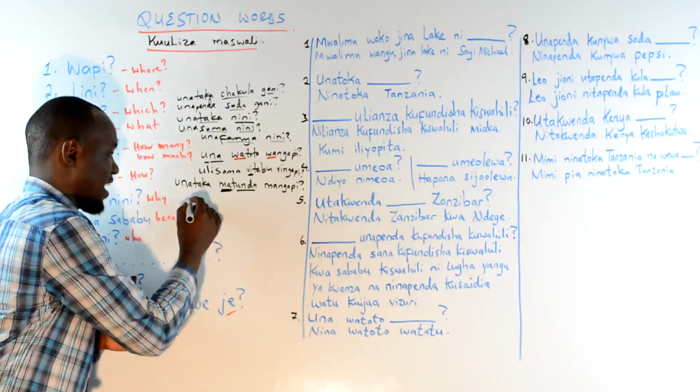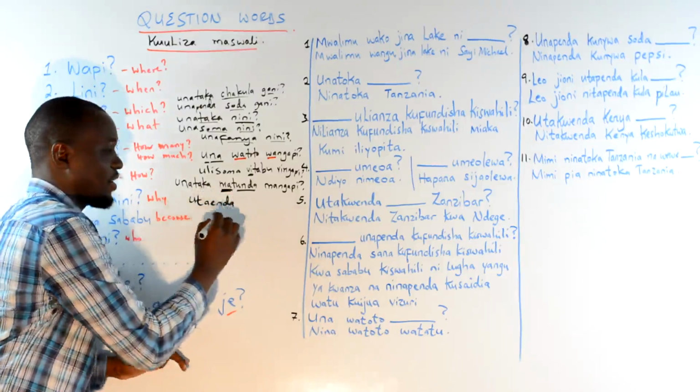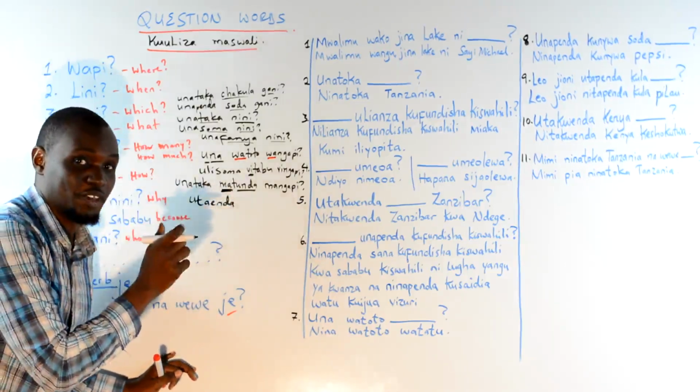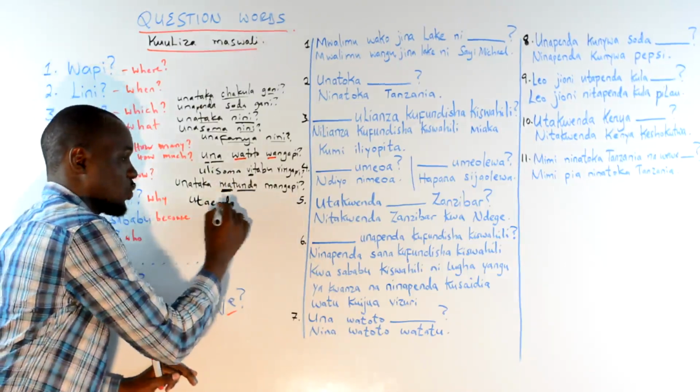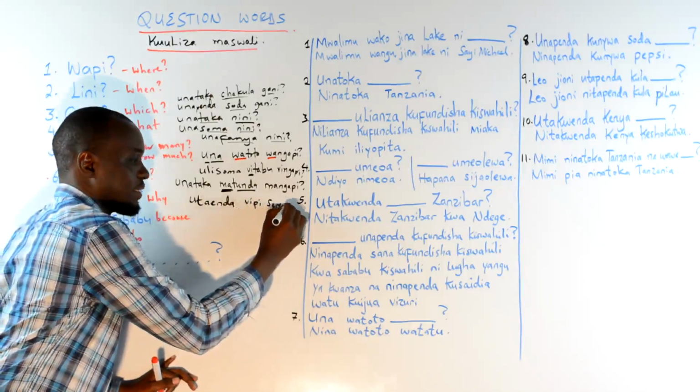You will say utaenda, verb first and then the question word. Utaenda vipi Serengeti?